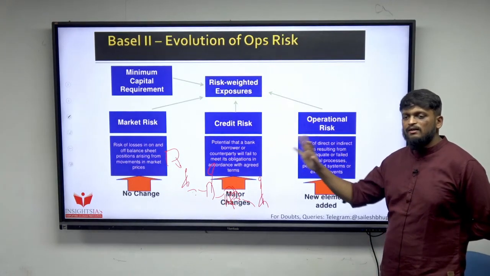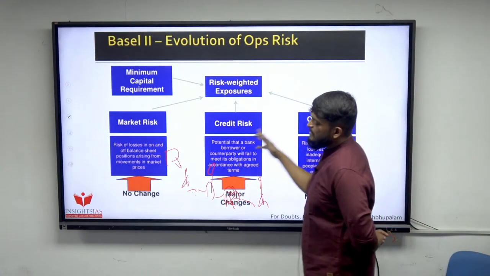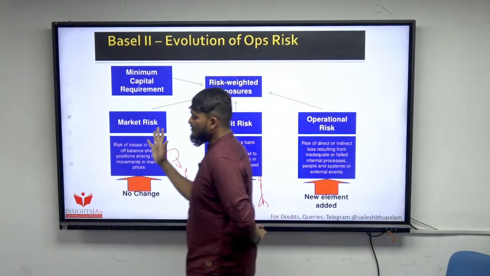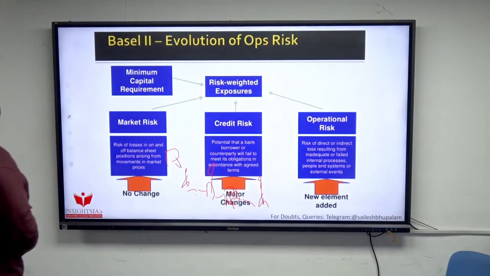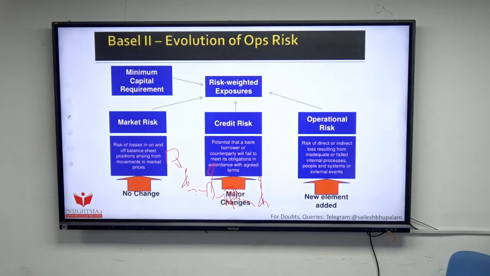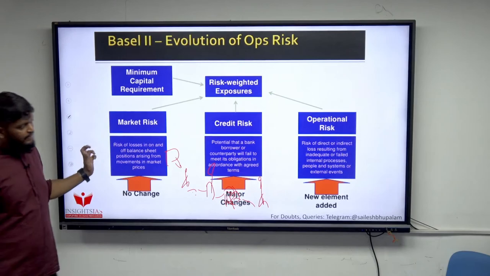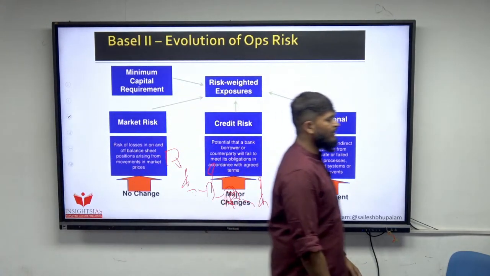There are three types of risk. One is the bank has done the mistake. Second, the borrower has done the mistake. Third, it is nobody's mistake. It is some, you can say, external factor that happened in the economy which led to this loss and which led to loan becoming NPA. You understood this. These are the three types of risks that we are considering majorly.